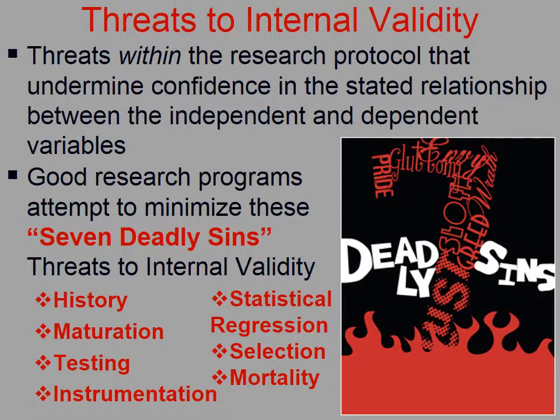So good research programs are going to attempt to minimize as much as possible these 7 best-known dangers to internal validity. The Monahan-Walker book has good examples on pages 64 through 66 of some of the main threats to validity, and I'm going to try to complement that, try to give you at least some different examples here.